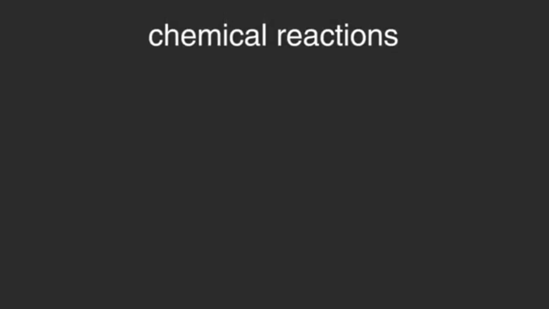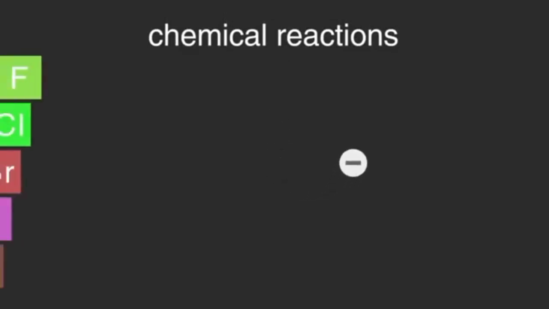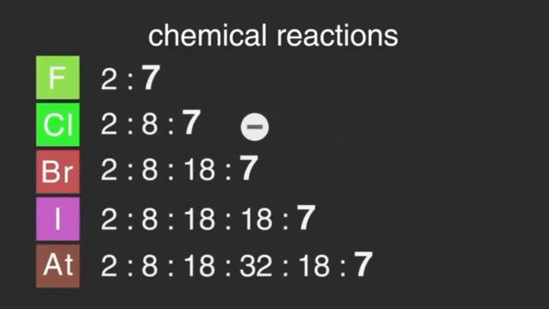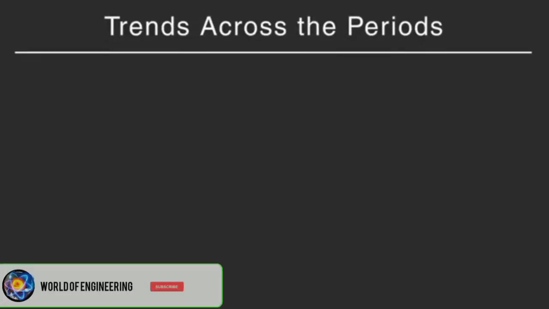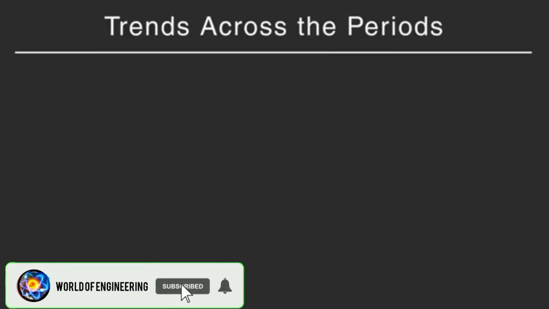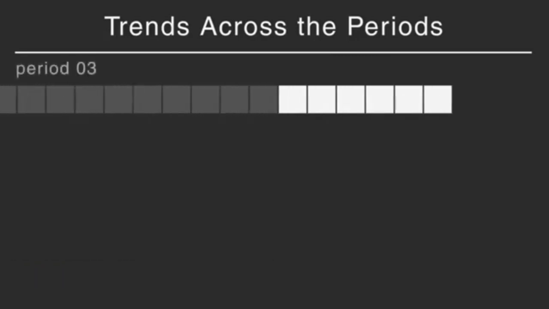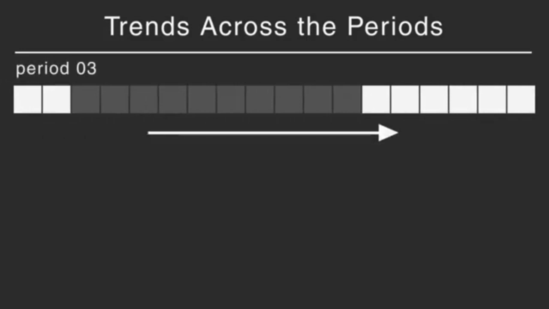Chemical reactions are to do with the movement of electrons. So, as all elements in a particular group have the same number of outer shell electrons, they have similar chemical properties. Let's take a look at the trends across the periods. Periodicity is the trend in properties across each period. Let's go from left to right across a period.